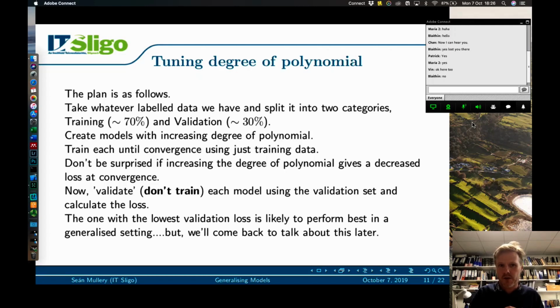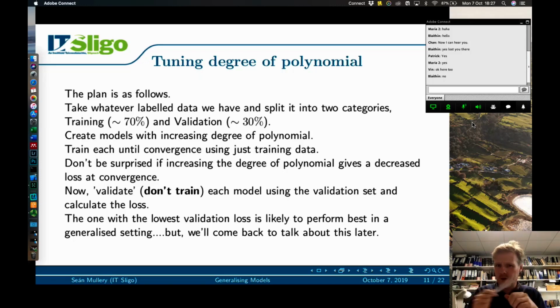So take whatever labeled data we have and split it into 2 categories. Training data, which let's say we'll give maybe 70% of the data to training, and validation data, which we're maybe going to give 30% of the data to our validation. Okay. Now what we're going to do is create models with increasing degree of polynomial. So let's say degree 1, which is just a linear model, degree 2, degree 3, degree 4, degree 5, and so on. We'll set a limit somewhere, but we can try a few different ones.